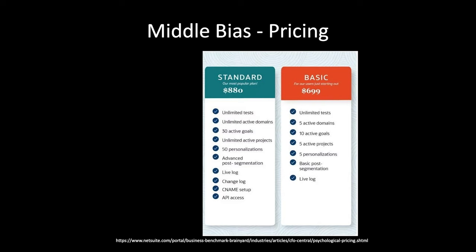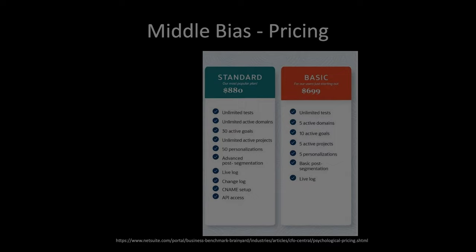And so most of us, when presented with these two options, would compare what's in the list and say, well, actually, the basic package isn't offering me much less than the standard. The standard is $180 more, and it's not giving me much more than the basic package. So I'll probably go for the basic package. But of course, we're never presented with just these two options, are we? We're always presented with these three options.